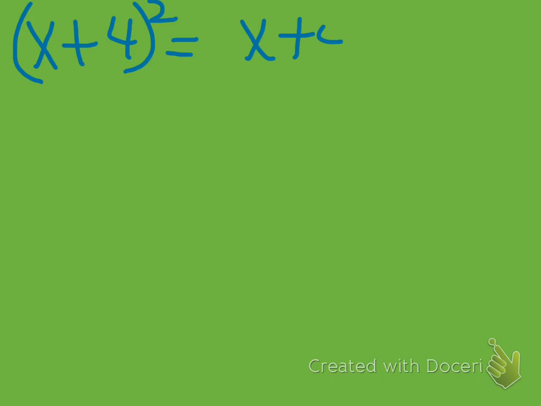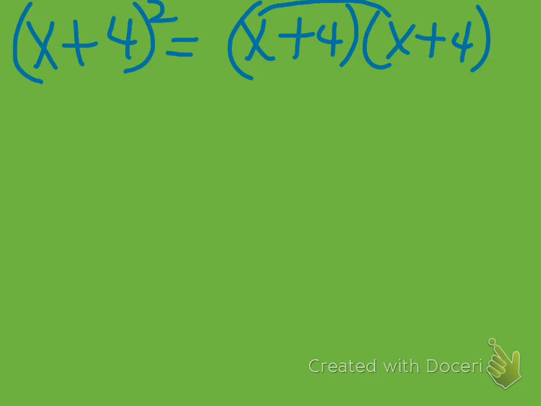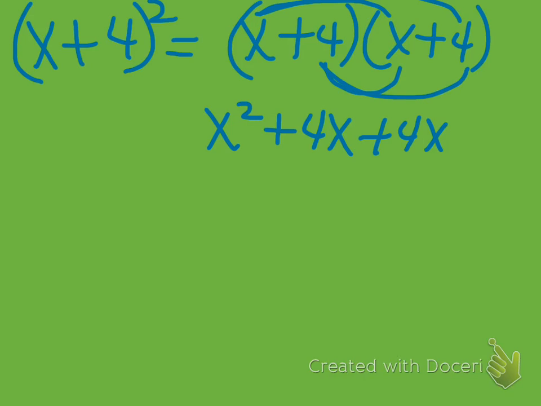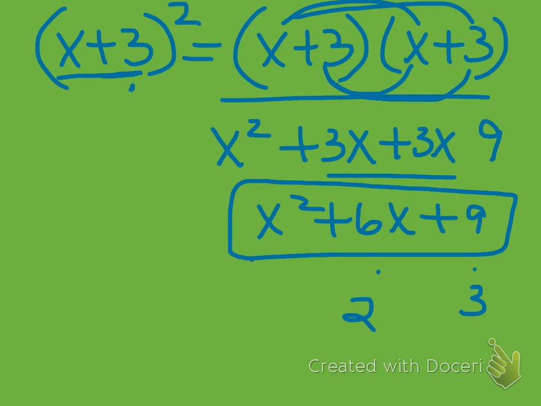I'm going to come over here and do x plus 4, and I'm going to square it. That's x plus 4 times itself, x plus 4. So we're going to have the x squared, a 4x, another 4x, and a 16. Before we bring those together, let's go back.